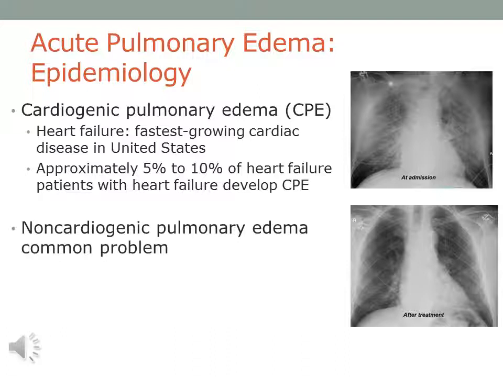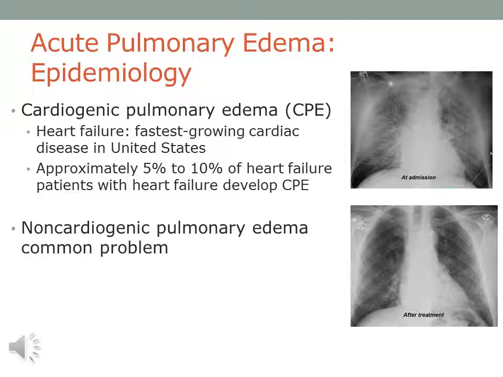Okay. There are two different types of pulmonary edema. There's cardiogenic, and just by the word cardiogenic, we know genic means beginning, cardio means heart. So this is pulmonary edema that's linked back to the heart. And then there's non-cardiogenic, which means it's not linked back to the heart.